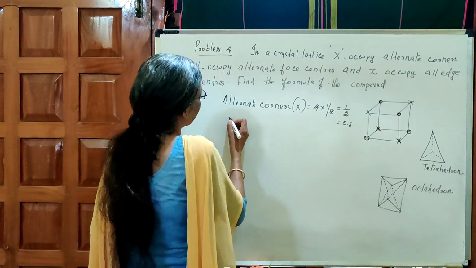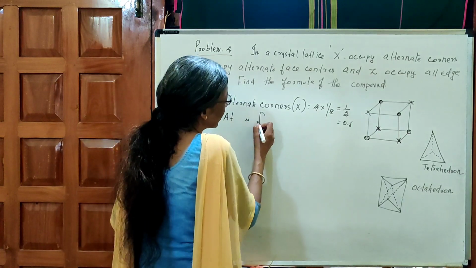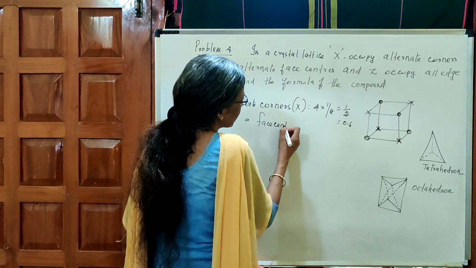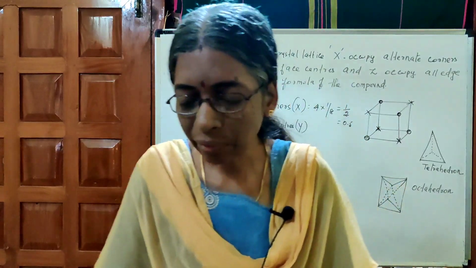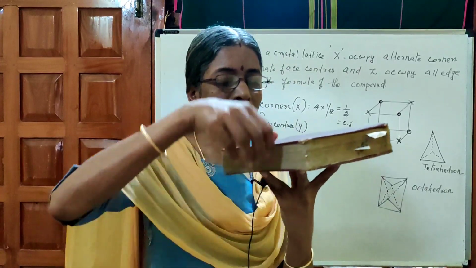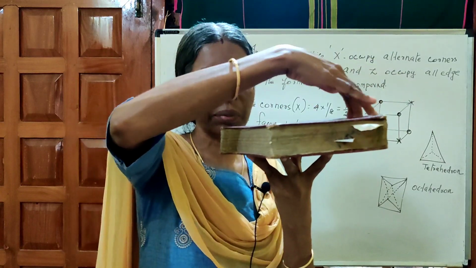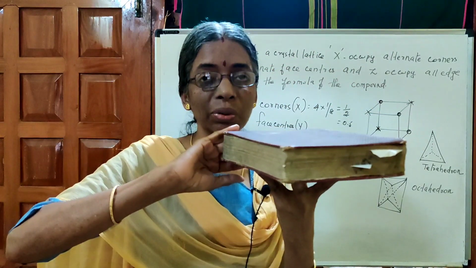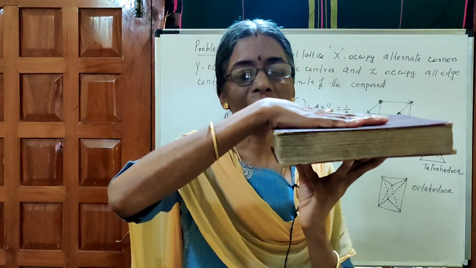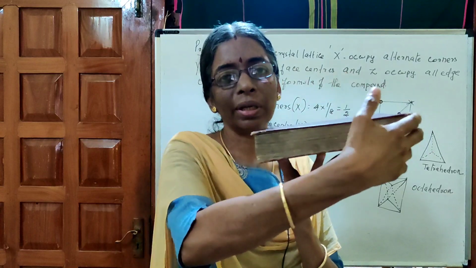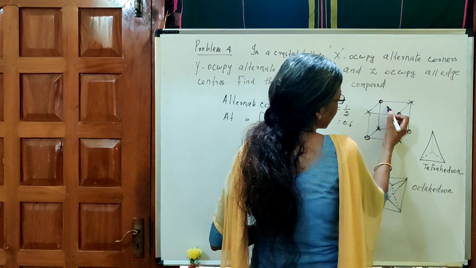Y occupy alternate face centers. So how many faces are there, you see? Normally, suppose here this is one face center. This is one face. So alternate, it should not be here, it should not be here, it should be only here, this side. Or if it is here, it should not be here, it should not be here. Only just opposite. So here you see in this cube, this is a face.